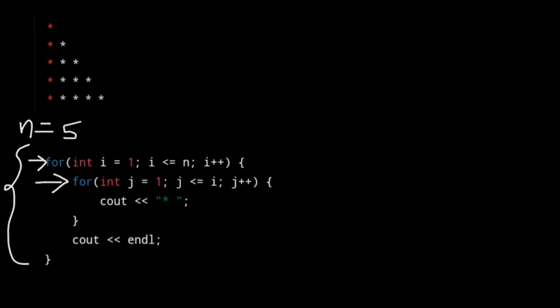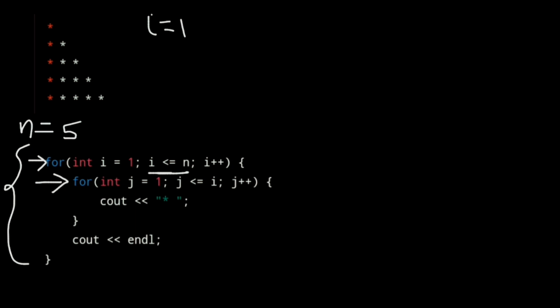Here you can see that i is equal to 1 in the first iteration. i is equal to 1 and n is equal to 5. 1 less than or equal to 5 is true, and here is an increment operator. The increment operator increases the value of i by 1. After this condition checking, it enters the inner loop.